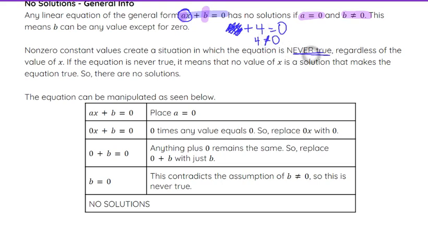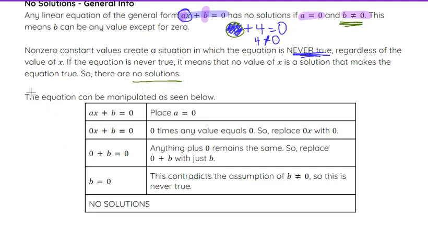So that is never true regardless of the value of x, because 0 times anything for 0x is going to be 0, and 0 plus whatever b is going to be b, and that cannot equal 0 if b is not 0. So if the equation is never true, that means that no matter what x is, the number for x is not going to make that equation true. So there are then no solutions.